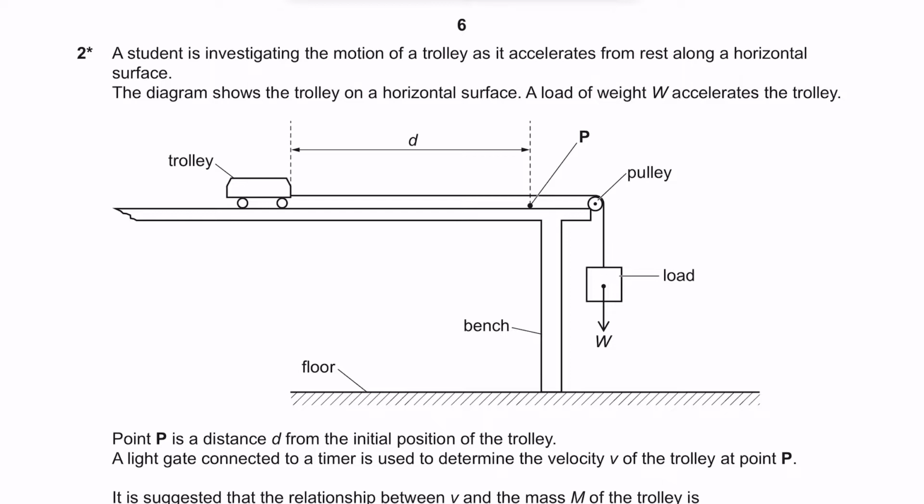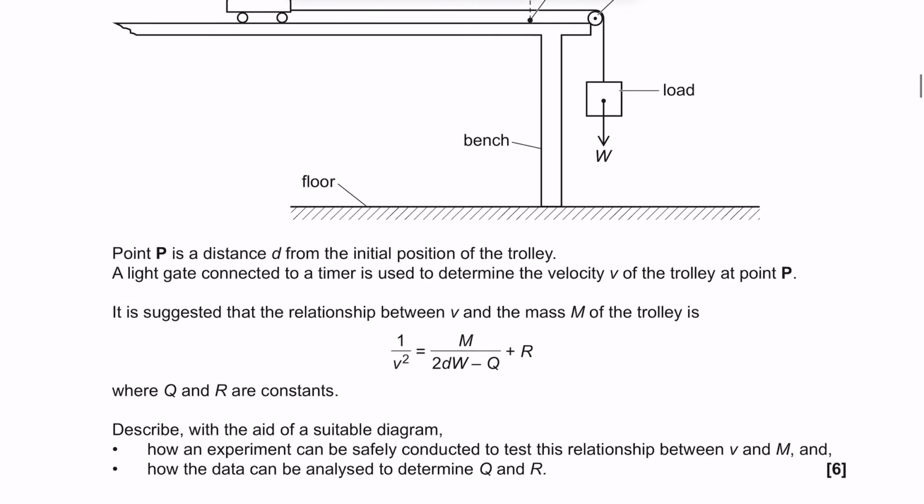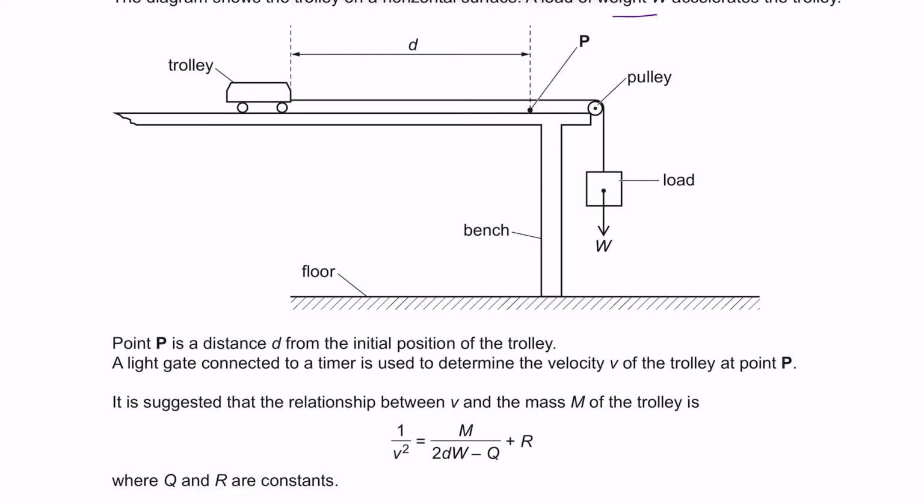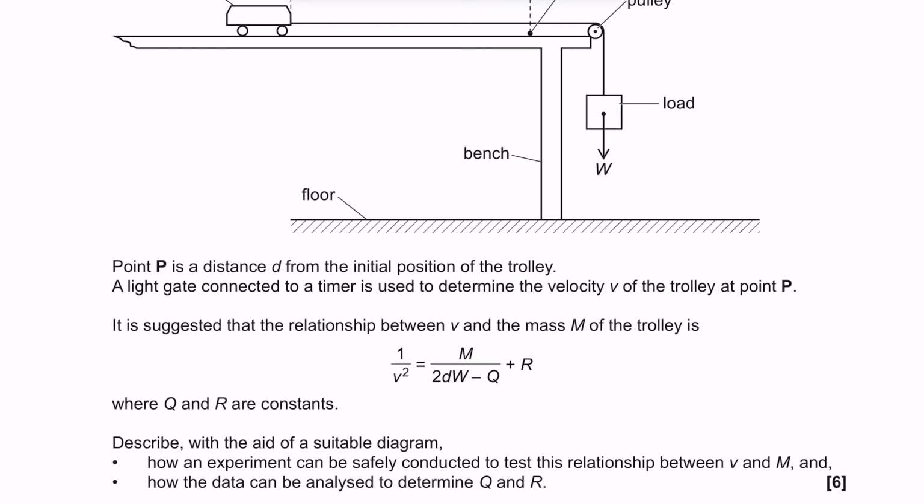The diagram shows the trolley on a horizontal surface, and a load of weight W accelerates the trolley. Point P is a distance D away from the initial position of the trolley, and a light gate connected to a timer is used to determine the velocity v of the trolley at point P. It is suggested that the relationship between v and the mass m of the trolley is like so, where q and r are constants, and we need to describe with the aid of a suitable diagram how an experiment can be safely conducted to test this relationship between v and m, and how the data can be analyzed to determine the values of q and r.